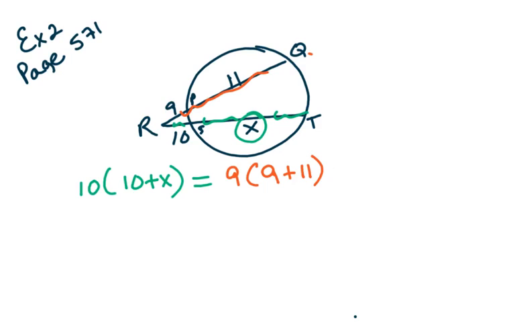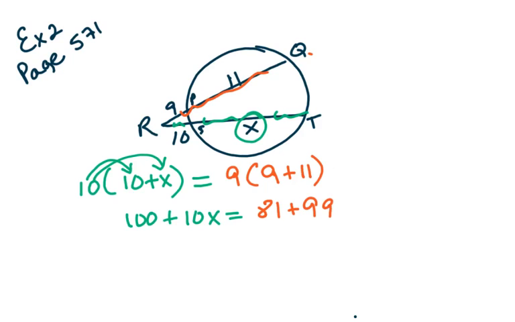Okay, so now we just use the distributive property. 10 times 10 is 100, plus 10x equals 9 times 9 is 81, plus 9 times 11 is 99. And since I don't have a calculator, I'm going to go over here and add this together. So that's 10, carry the 1, 18. So 100 plus 10x equals 180.